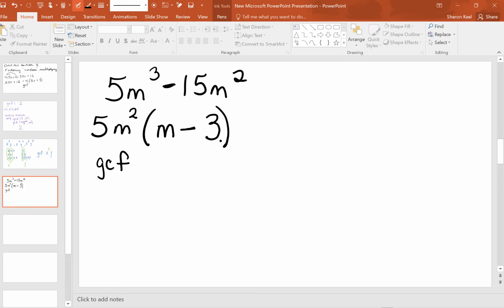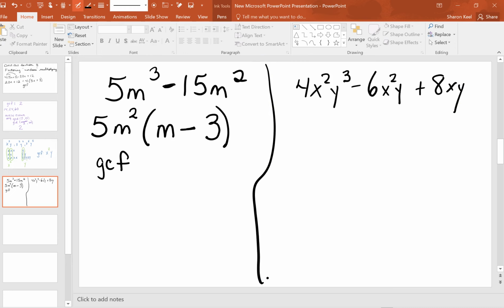Okay, let's do another, and let's do one that has multiple variables. So here I'm going to have 4x squared y cubed minus 6x squared y plus 8xy. So I'm going to look at my whole numbers 4, 6, and 8. They're all even, and the biggest number that goes into all of them is going to be a 2. The most x's that they all have in common is 1x, and I have y's. The most y's they all have in common is 1y.